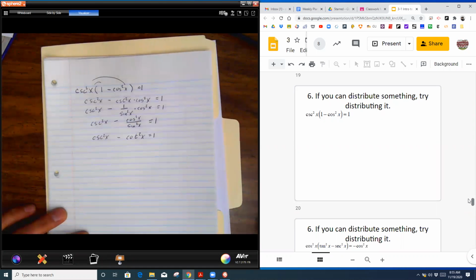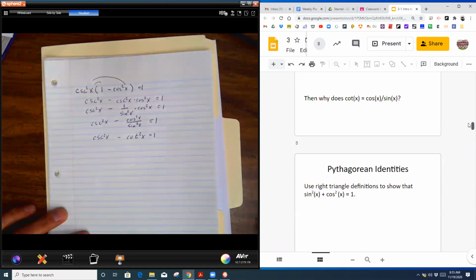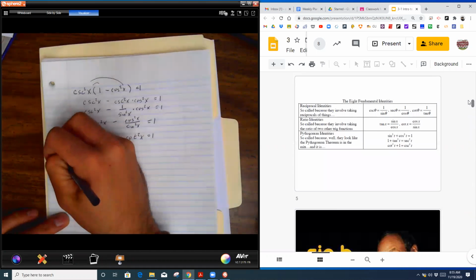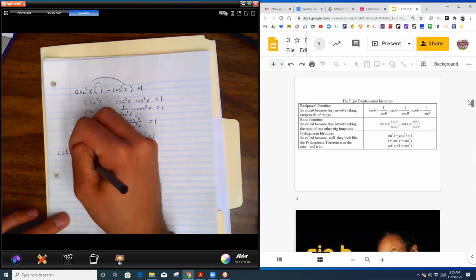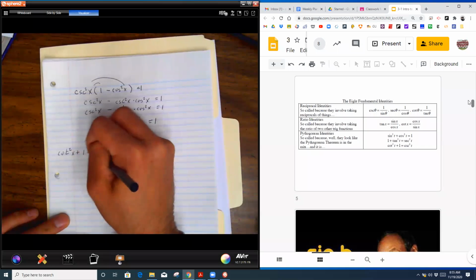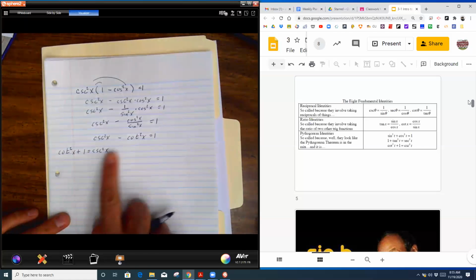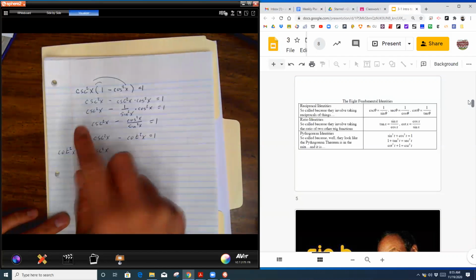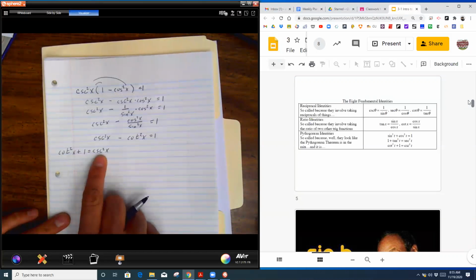Now, if we look at the Pythagorean identity with cosecant squared and cotangent squared, I'll write on the side here, cotangent squared of x plus 1 equals cosecant squared of x. Now, that's pretty similar to that, but we need to manipulate it. This we can assume is true because it's one of the 8 fundamental identities. We can use it, we can assume it's true. So we can manipulate this.